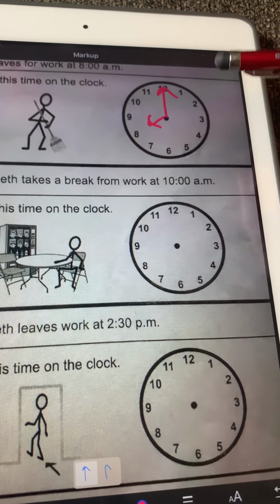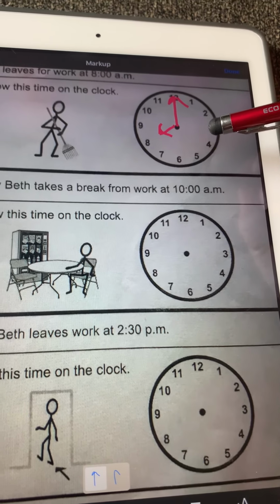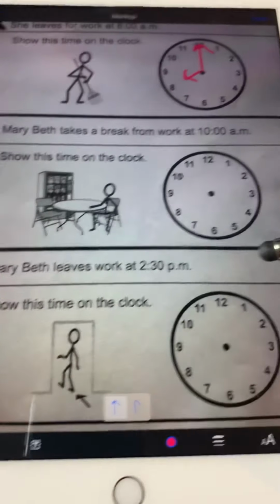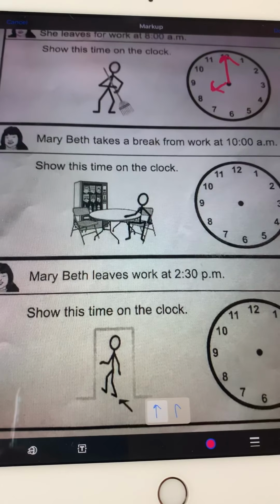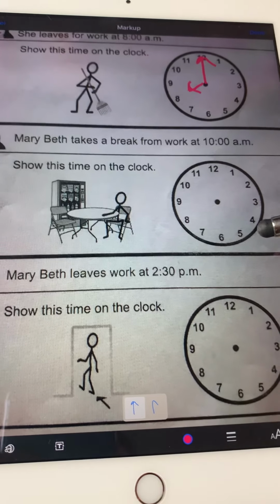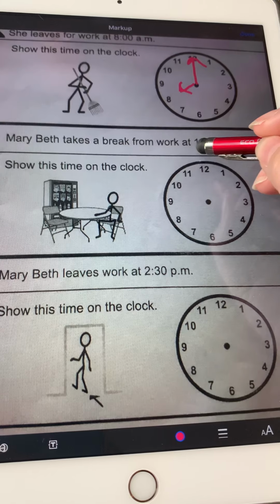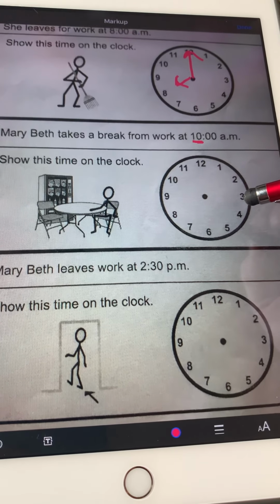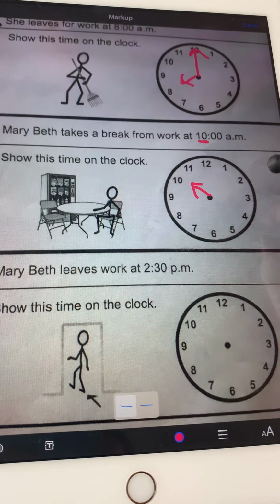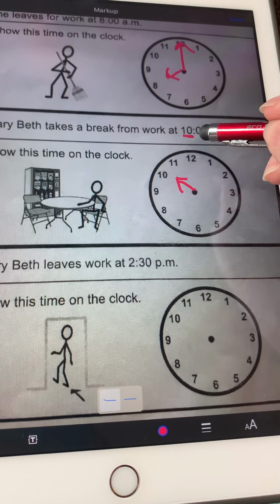Miss Tiffany kind of covered it. Okay, so that's something similar to what your clock should look like. Okay, now we're going to go down here to the second question. It says Mary Beth takes a break from work at 10 a.m. So the hour is 10, which is going to be right here. It's going to be the first number. 10, so we're going to draw a little hand to the 10. And then it's o'clock, 00.